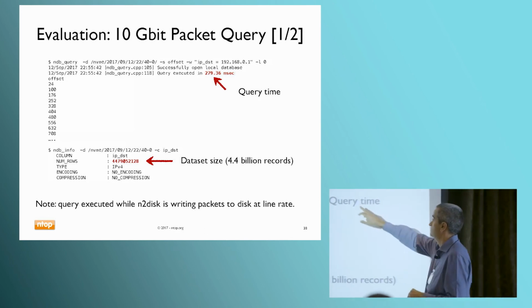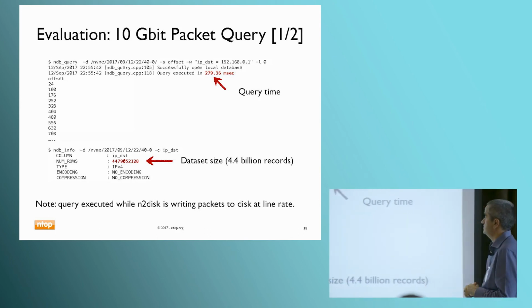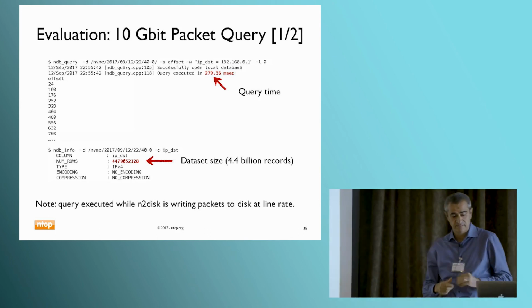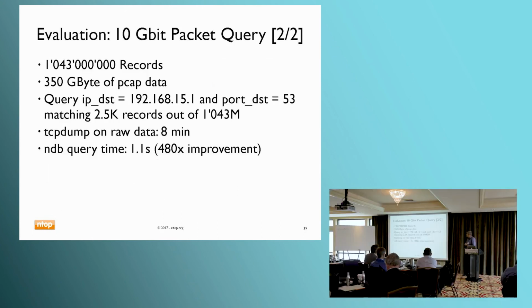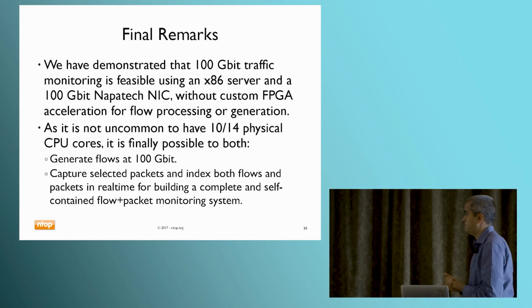As you can see, searching for a specific IP, it is pretty fast, 200-something milliseconds. And this is another example. So out of so many records, so in essence 350 gigabytes of pcap, this query that you can run on tcpdump, so doing a linear scan, will take, let's say, 8 minutes. With our indexing system, it will take about 1 second.